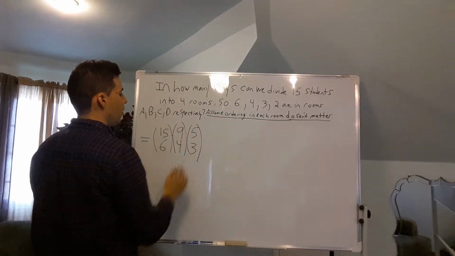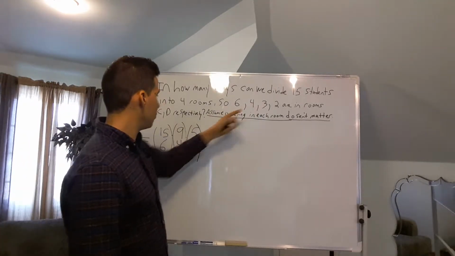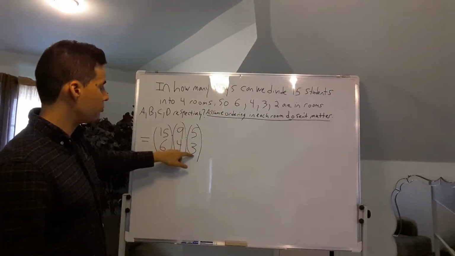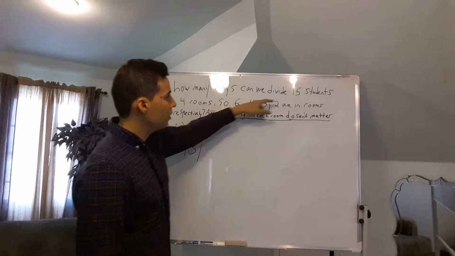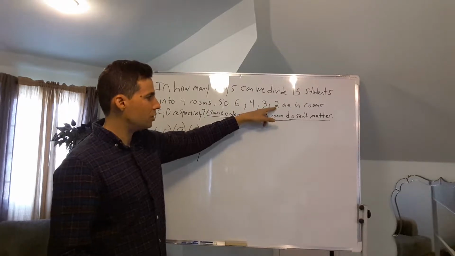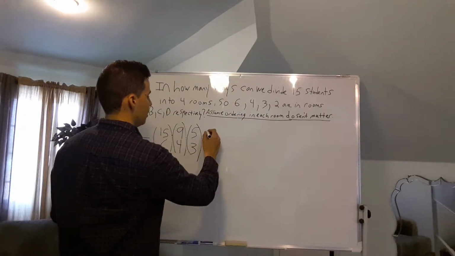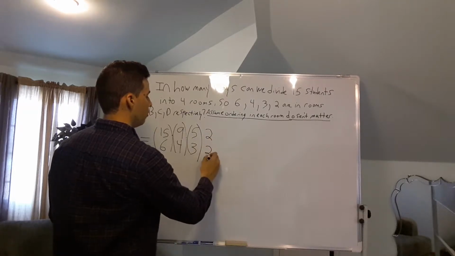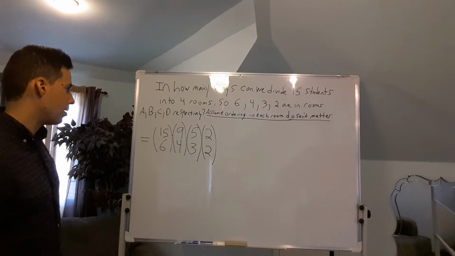Again multiply. And the last one, we already picked 6, 4, and 3. That's 13. We had 15. We only have 2 left. So the last 2 students that are left are going to be put in room D. So let's say 2 choose all the 2. So this is the answer to the problem.